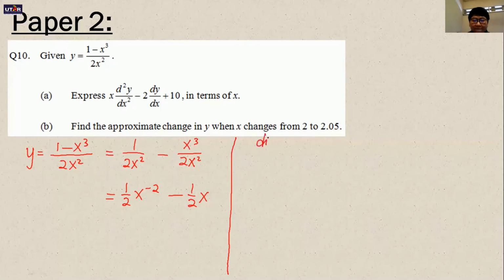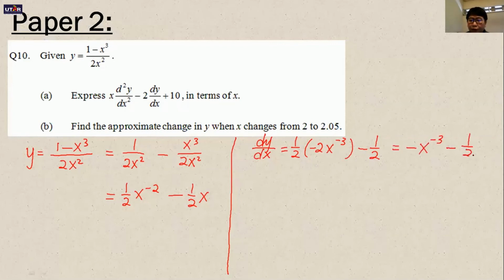So first derivative, dy over dx, right? Differentiate the first term. We are going to have, bring the power down, then the power minus 2 minus 1, minus 3. Right? Second term, 1 over 2x. Right? So simplified it. Be careful the negative sign also. So we have negative x power negative 3 minus 1 over 2. Right? Or you can have answer negative 1 over x power 3 minus 1 over 2. Be careful the negative sign. So this is the first derivative.